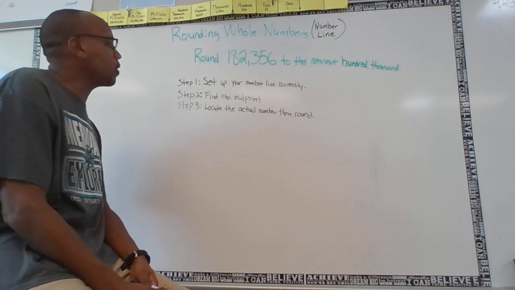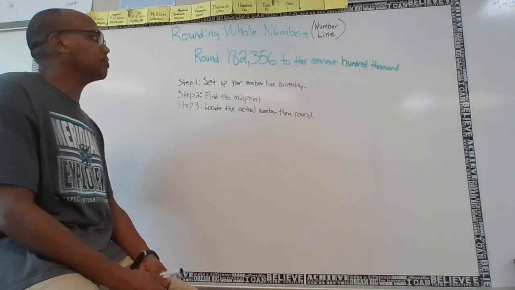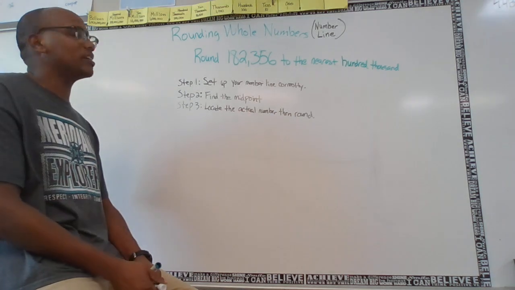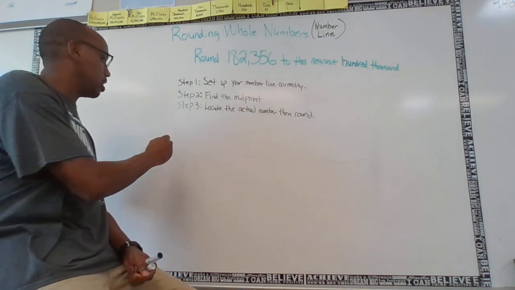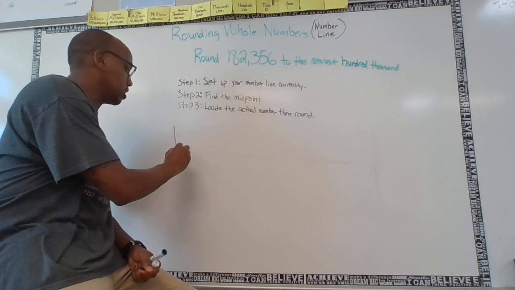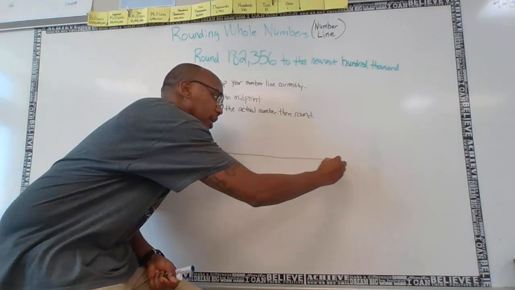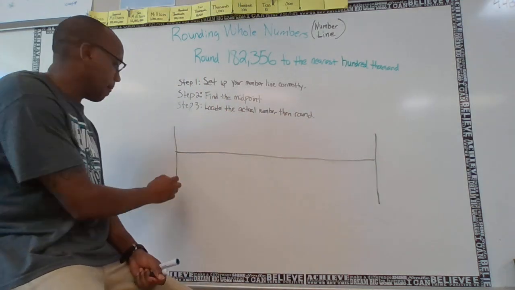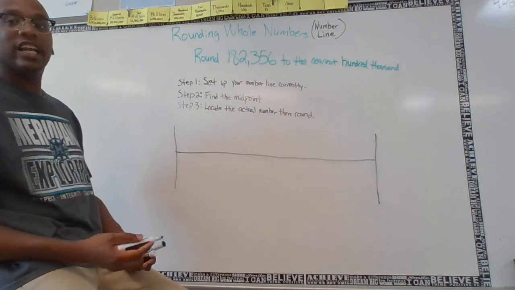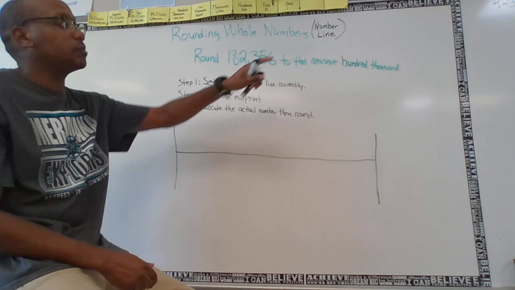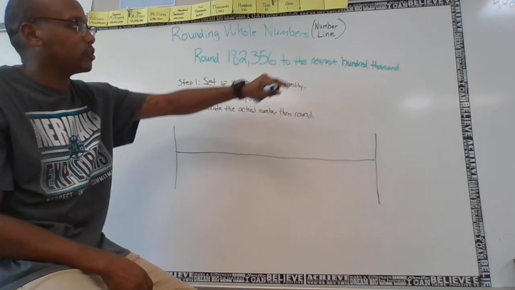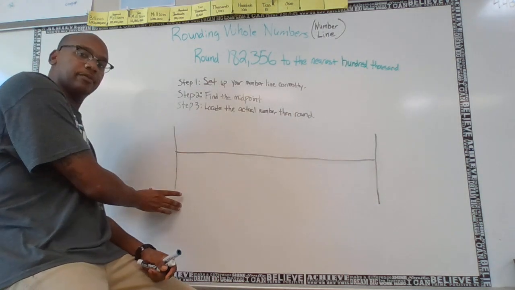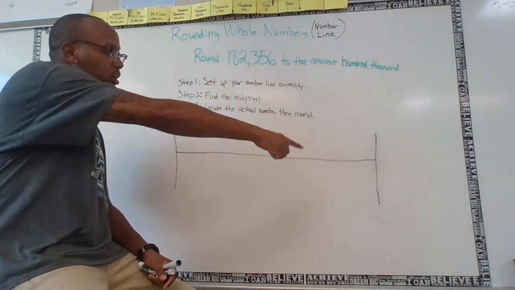All right. So I'm rounding 182,356 to the nearest 100,000. Step one, I want to set up the number line correctly. Draw a number line, go all the way down, and draw the endpoints on the end. To set it up correctly means to think about what spot you are rounding to, the 100,000s place.